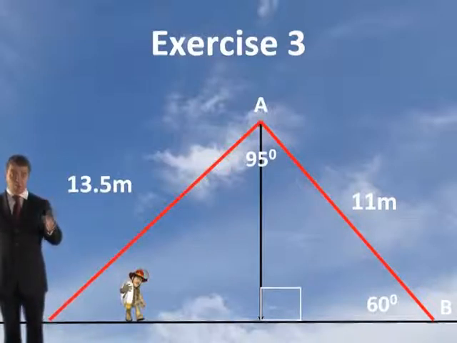Secondly, the second one is S, sum of all angles. We know the sum of any triangle is 180 degrees. Now we know 2 angles are 95 degrees and 60, so we know 2 of them. Therefore the final angle there is 25 degrees. That's there. We can put that straight in, 25 degrees.